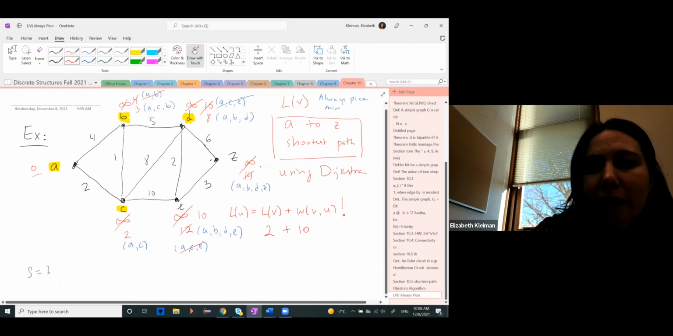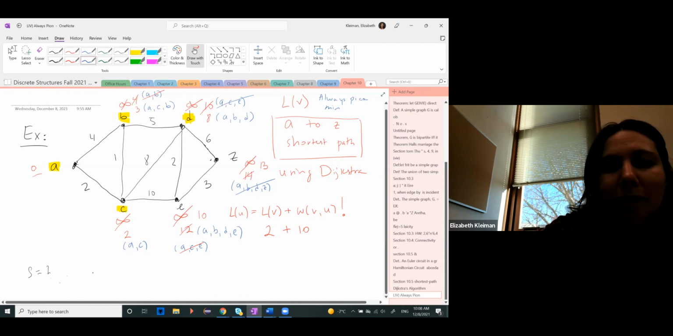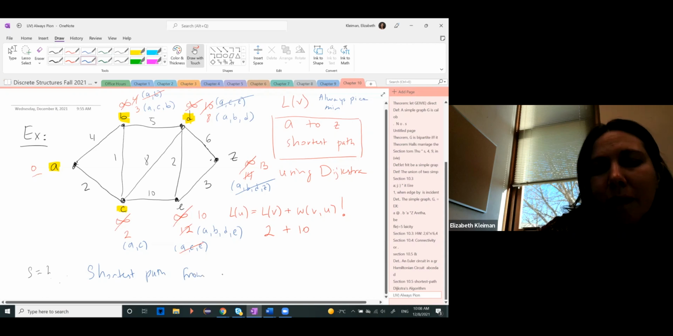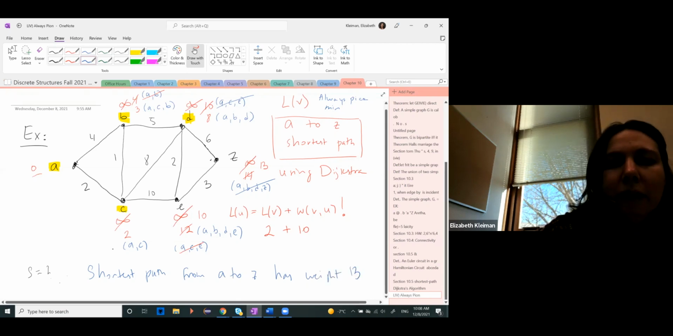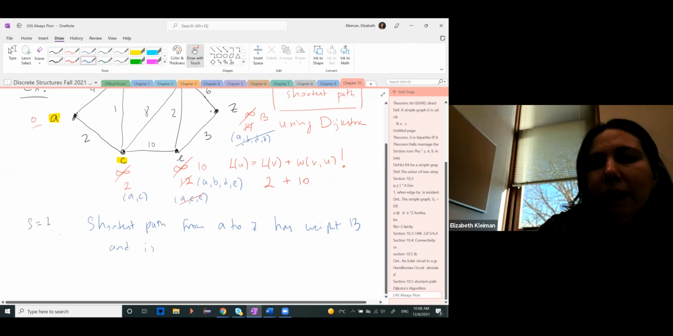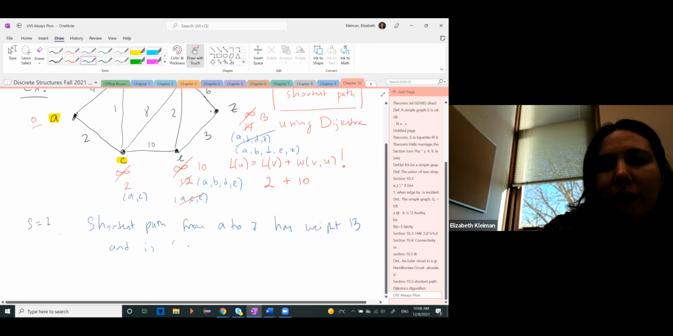Aha, 13. So what is my shortest path? It has weight 13 and is, what do we do? A, B, D, E, Z it is.